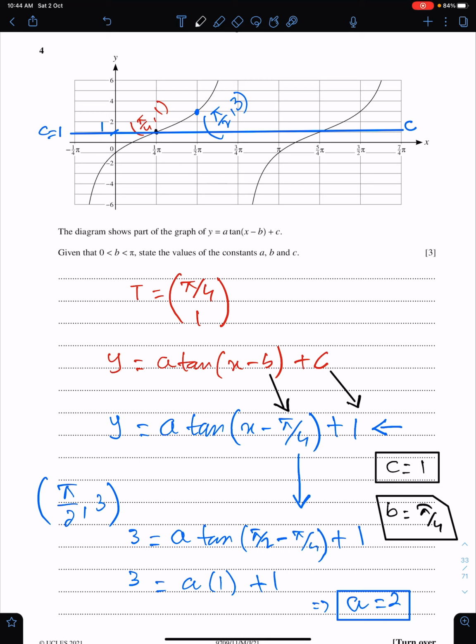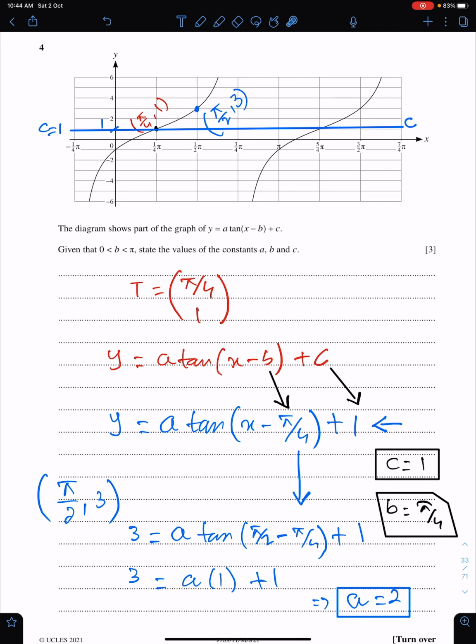So always observe the curve carefully to get the value of the constant. You can get these values from the curve, from the sketch. I mean, you can get c from the graph, you can get a by substituting any point of the graph into this equation. But to get this value, you have to observe the curve carefully.